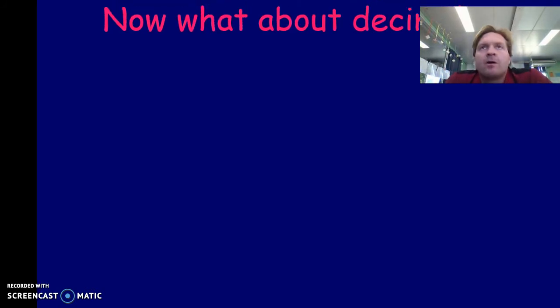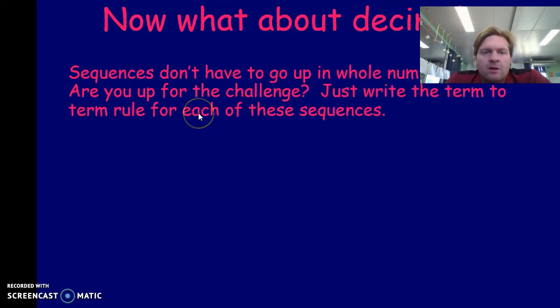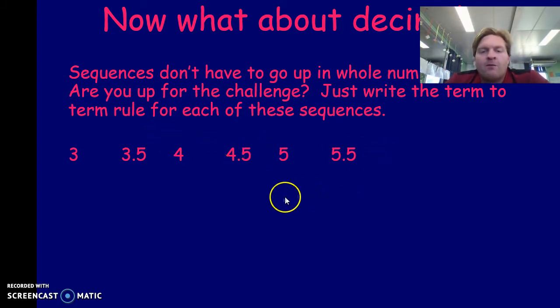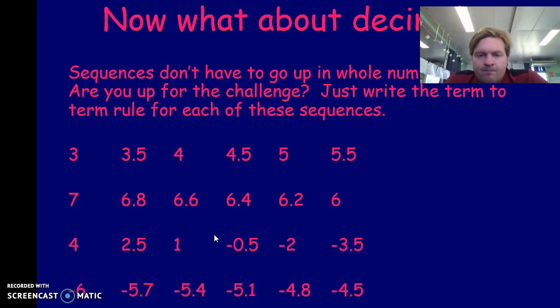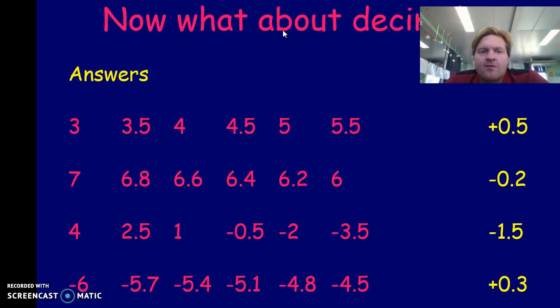The last thing I want to focus on today is decimals. Sequences don't have to go up in whole numbers. They can sometimes be decimals. Once again, we need to have the rules. So we've got term 1, which is 3.5. Term 2 is 4. Then we've got 4.55 and 5.5. Tell me what is the next 3 numbers. Now you can see the answers.